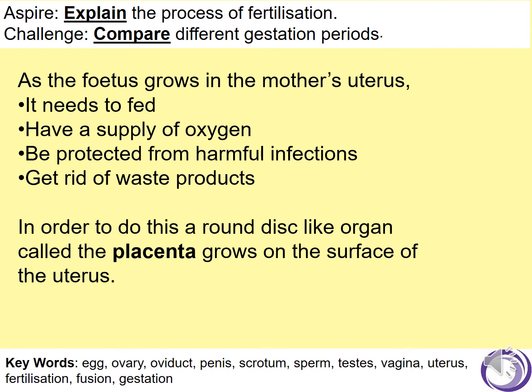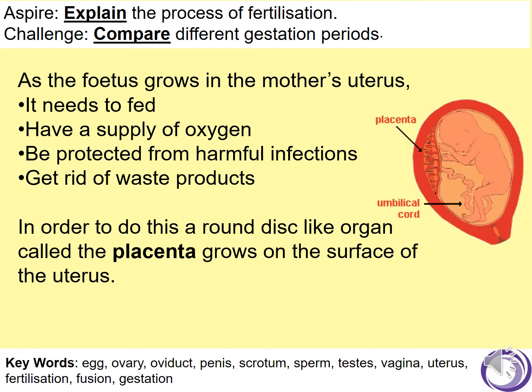It needs to be fed, so it will need food that the mother provides. It has a supply of oxygen that is required again. It needs to be protected from harmful infections, so that's something that mother doesn't need to give it, and it needs to get rid of waste products. Now, in order to do this, a round disc-like organ is developed called the placenta that grows on the surface of the uterus. And of course, this is connected to the baby via the umbilical cord.